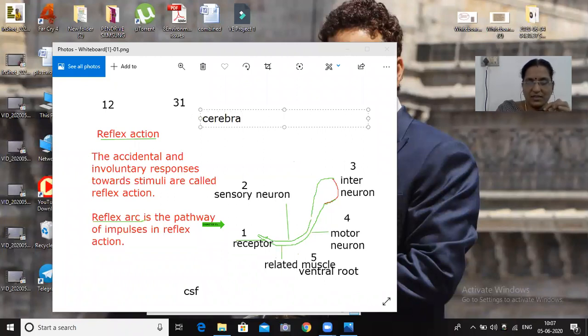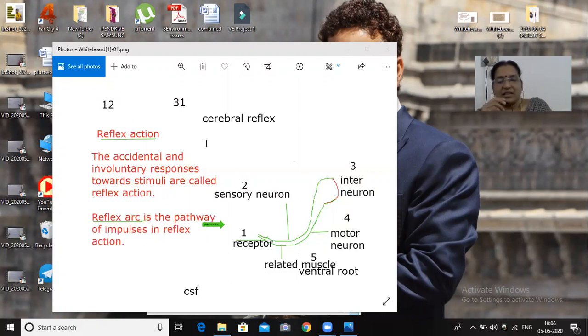Can you give one example? Yes, blinking of eye is an example. Cerebral reflex. In order to save our body parts from the damage, the responses should be accidental and involuntary. If the brain is taking part in that mechanism, what happens?